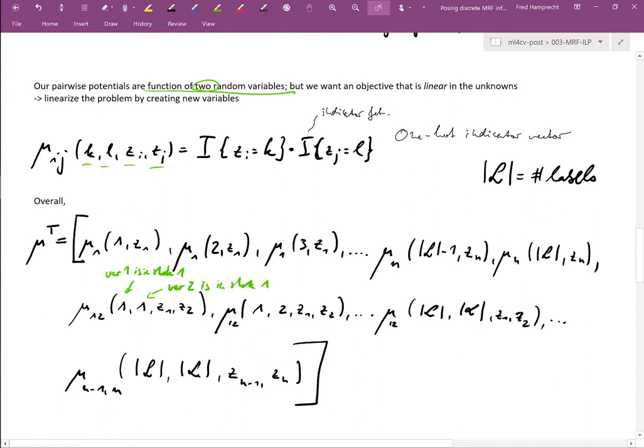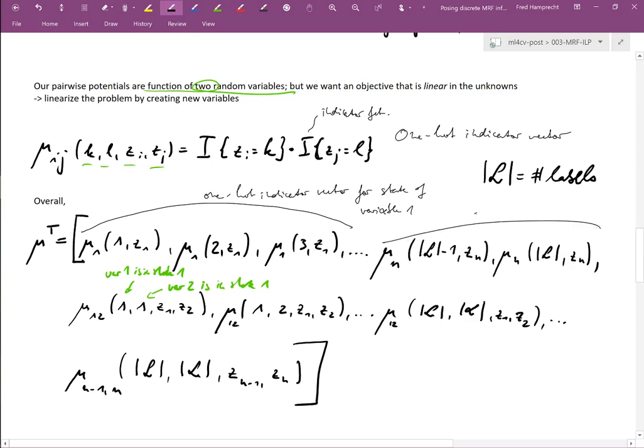And here I've written down explicitly what this mu could look like. So this part here would be the one-hot indicator vector for the state of variable 1. And then we have the same thing for the state of variable n.